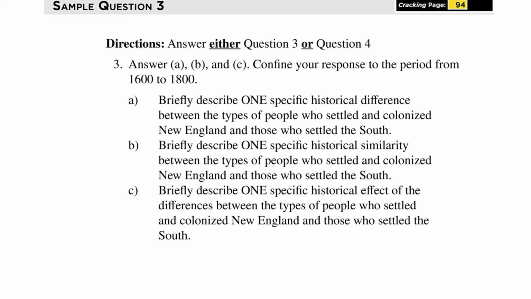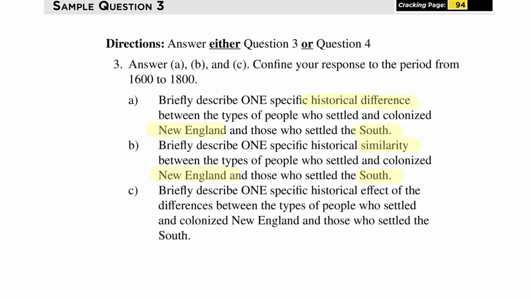So, for example, this one says confine your response to the period from 1600 to 1800. So that's a broad period of time, but that means you also have a lot of leeway to answer the question the way you want based on that time period. So here, question A says briefly describe one specific historical difference between the types of people who settled and colonized New England and those who settled the South. Question B, briefly describe one specific historical similarity between the types of people who settled and colonized New England and those who settled the South.